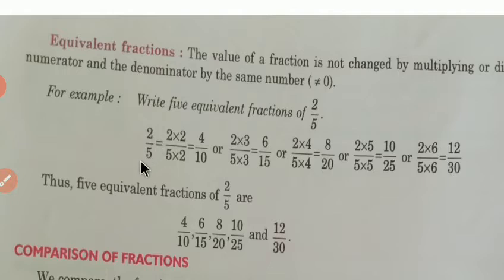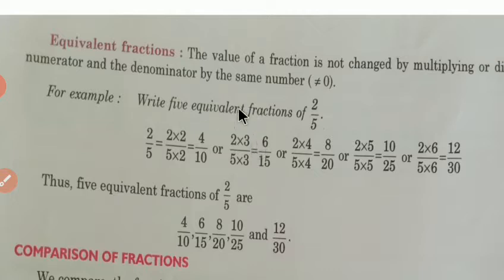So first, 2 upon 5 is already given. If you want to find the next one, first you multiply both numerator and denominator by 2. So 4 by 10. If you again divide 4 by 10 by 2, then you will get 2 2s are 4, 2 5s are 10, which is equal to 2 by 5 only. Then after 2 we have to multiply by 3. So 3 2s are 6, 3 5s are 15. If you divide 6 by 15 by 3, so 3 2s are 6, 3 5s are 15, again you will get 2 upon 5.